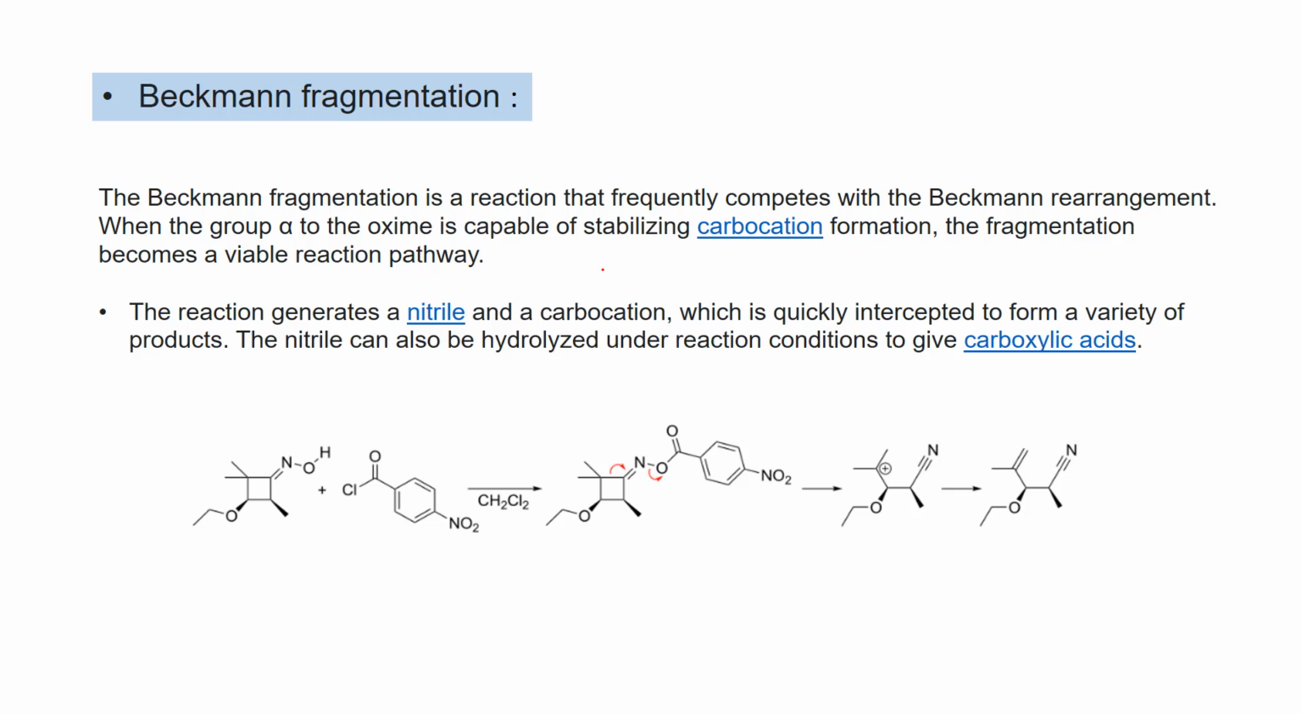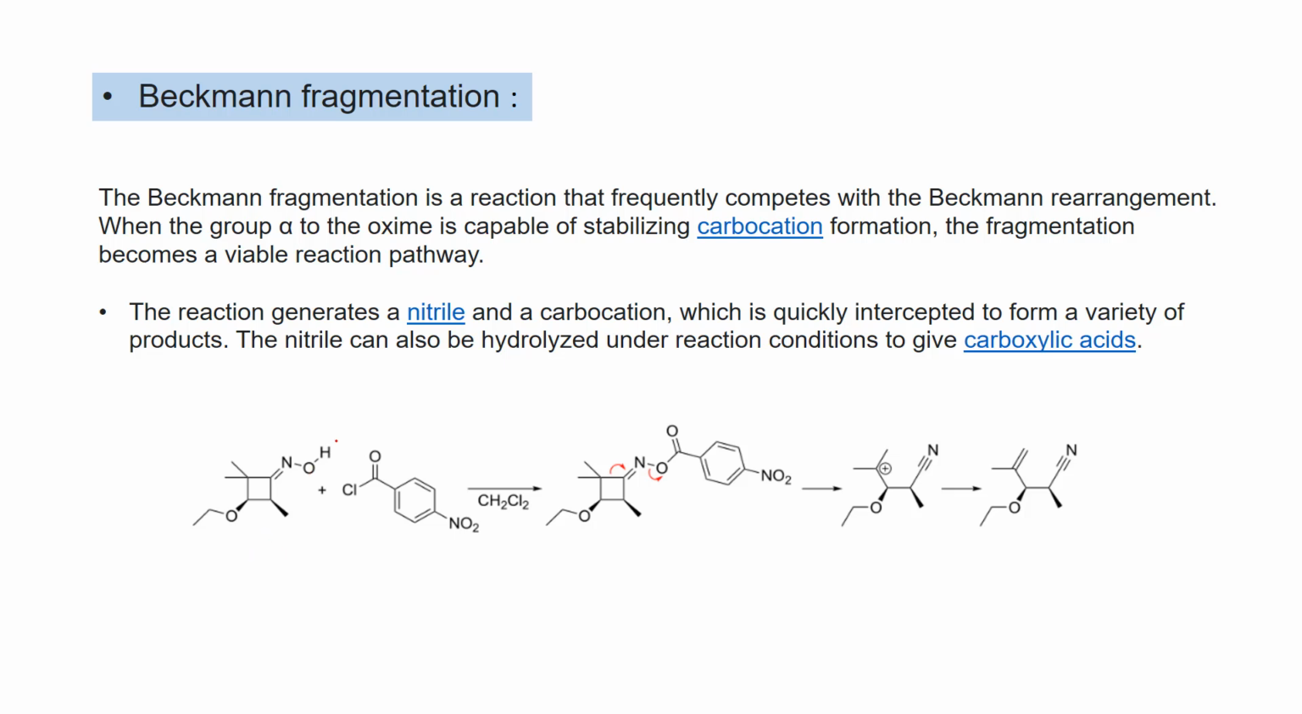The reaction generates a nitrile, that is a C triple bonded N, and a carbocation, which is quickly intercepted to form a variety of products. The nitrile can also be hydrolyzed under reaction conditions to give a carboxylic acid. So let's talk about the reaction, then it will be easier for you.